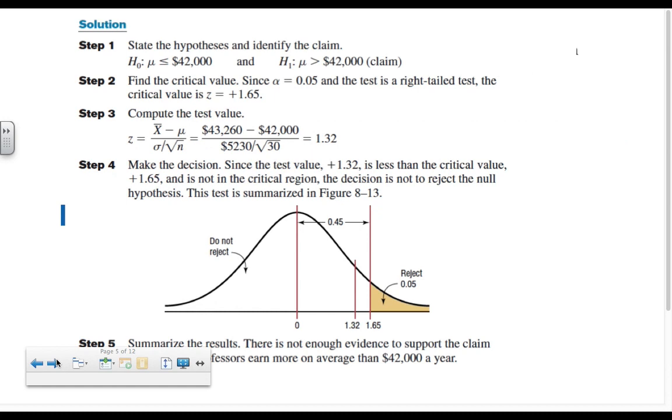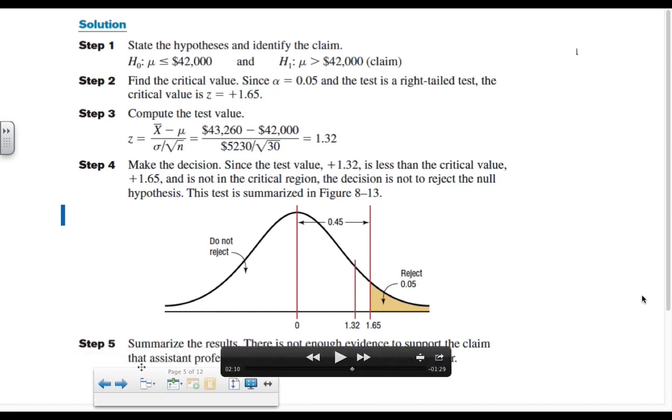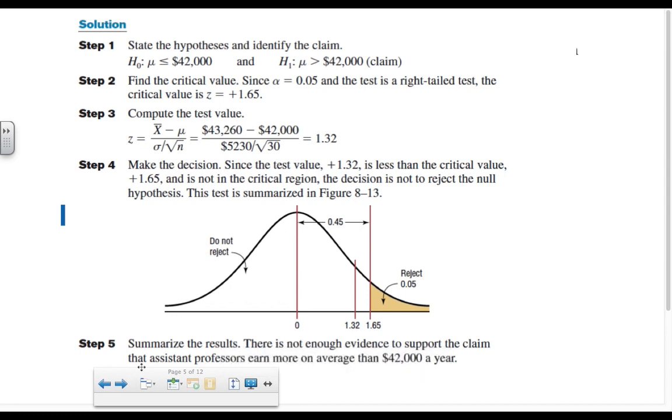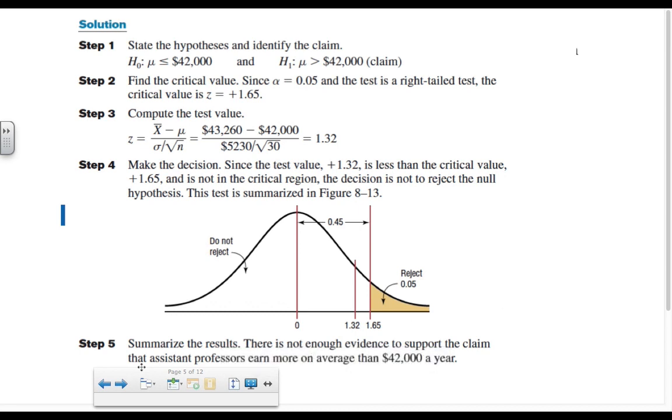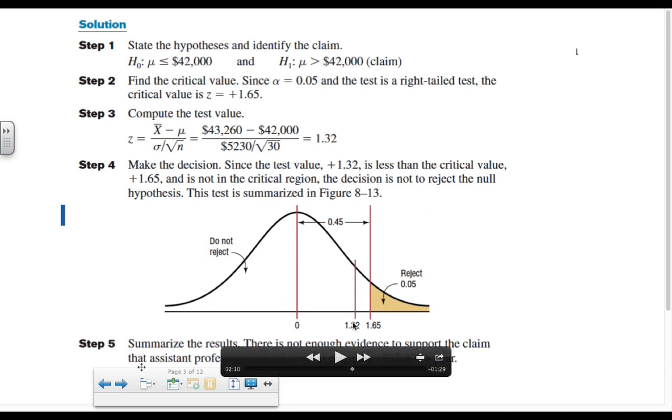Okay, and here's the solution. The solution says, first of all, that our claim is that the mean will be greater than 42,000. Since alpha equals 0.05, the critical value is 1.65. Then we calculate the test value: 43,260 minus 42,000 over 5,230 divided by the square root of n equals 1.32. Now, since this 1.32 is less than 1.65, it's not in our rejection region, so we can't reject the null. We cannot say that these professors actually make more money than $42,000.